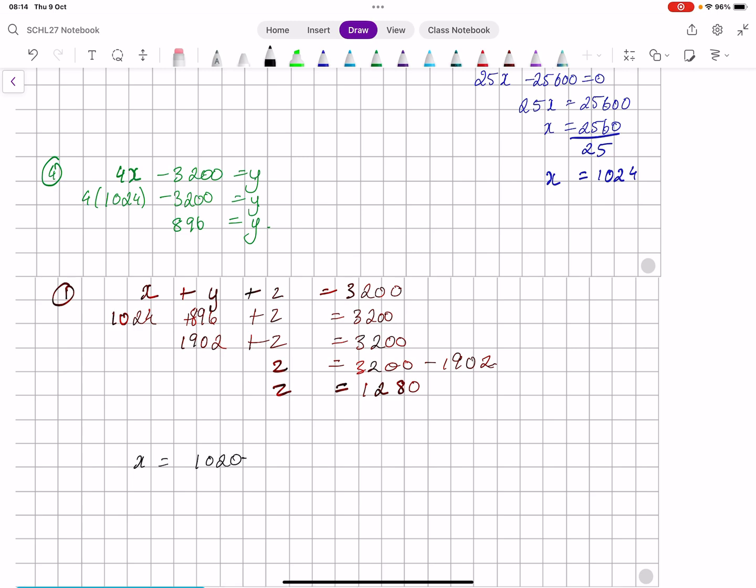So I then present my answer as X is equal to 1,024, or the number of 50-cent coins. Y, which is the number of 20-cent coins, is 896. And then the number of 10-cent coins, which is Z, is equal to 1,280.